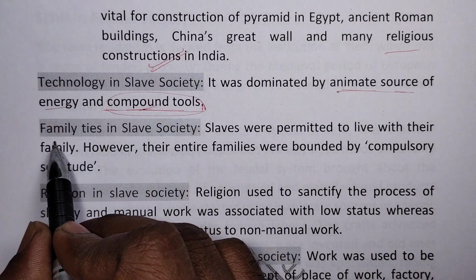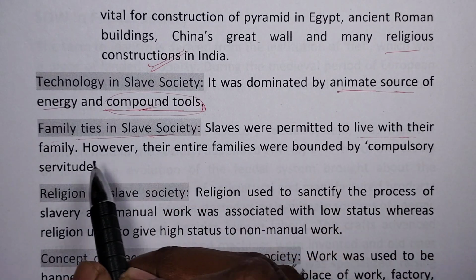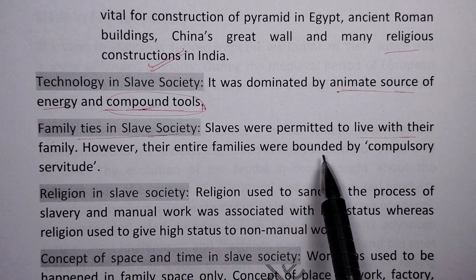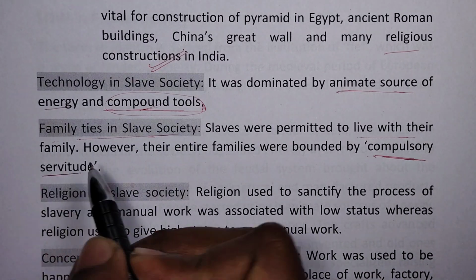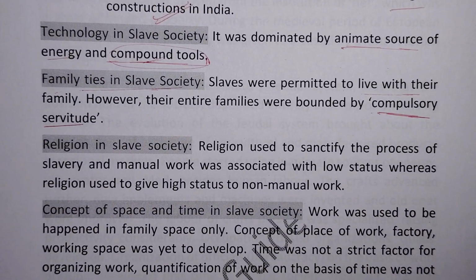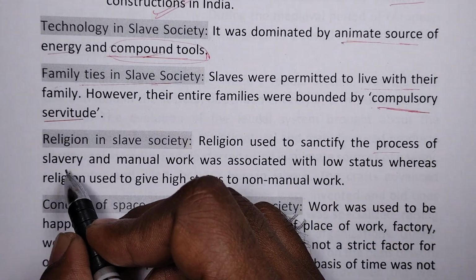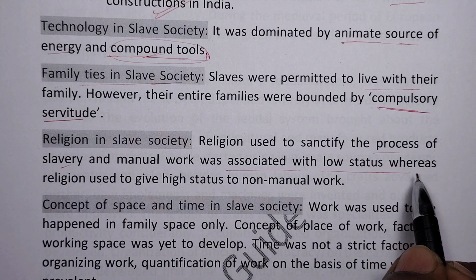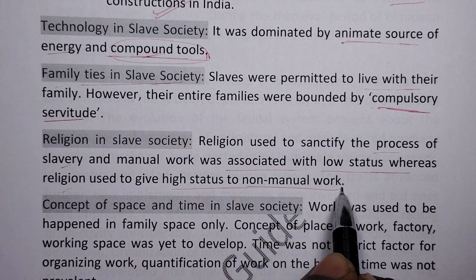Family ties in slave society. Slaves were permitted to live with their family. However, their entire family was bound by compulsory servitude. Religion in slave society. Religion used to sanctify the process of slavery, and manual work was associated with low status, whereas religion used to give high status to non-manual work.